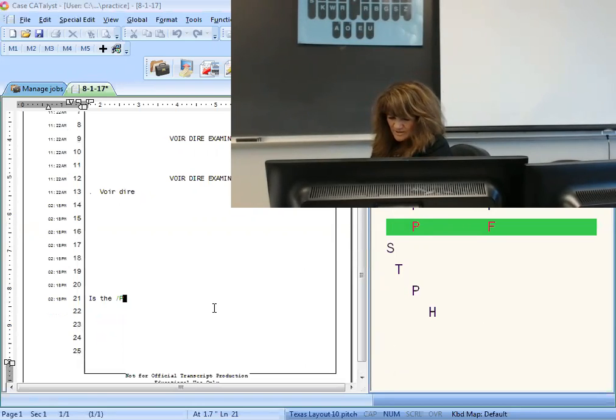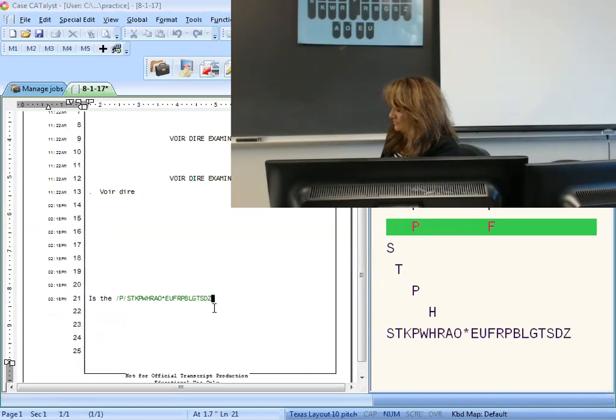STKD, WHRAO, asterisk is all of the letters. So it's all of the letters stroked out and including the DZ. That's what they've done there. It's all pressing all of the letters on the machine together. Make sure that you read up on everything before you do your homework assignment.